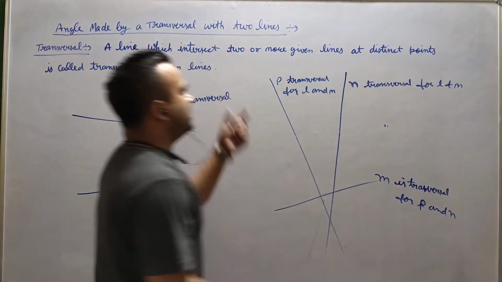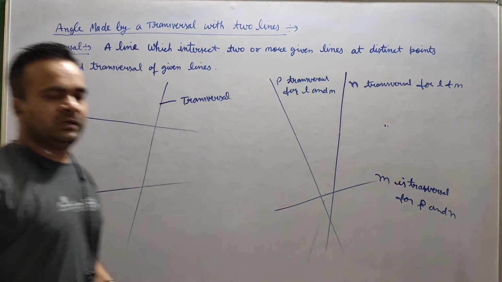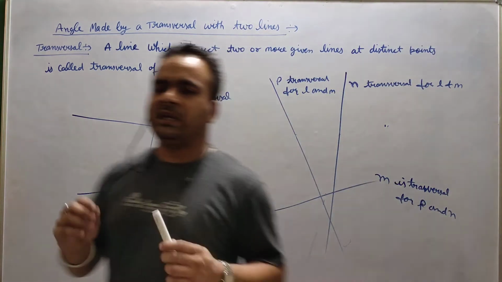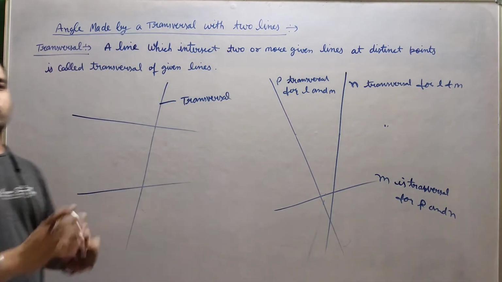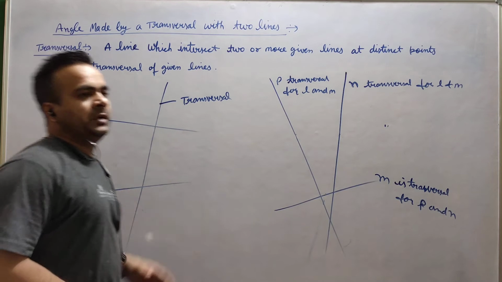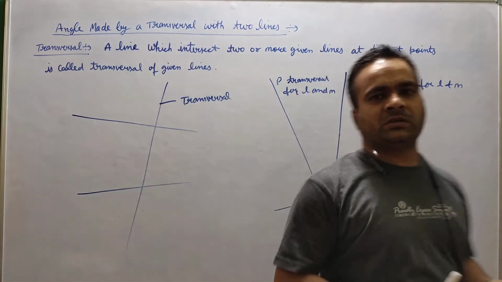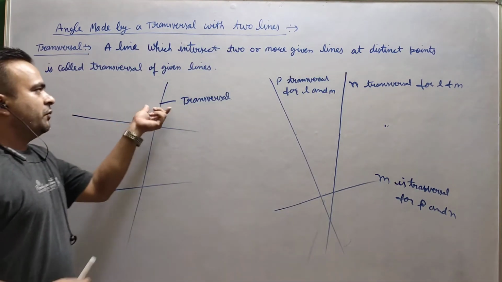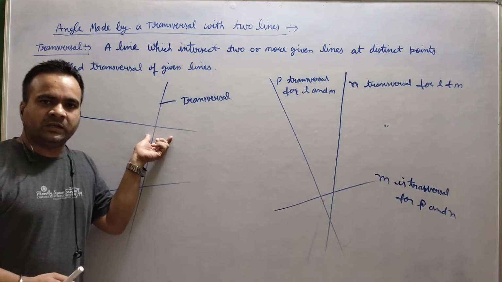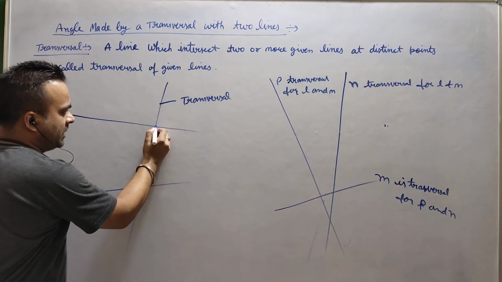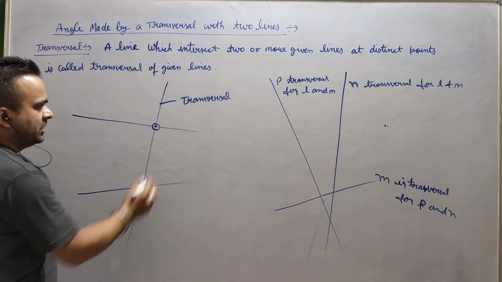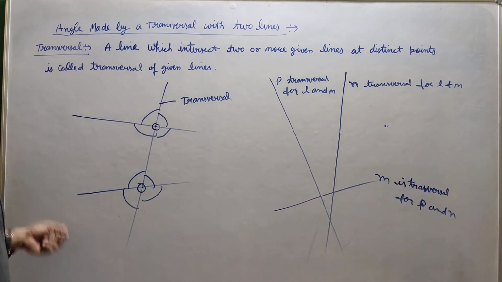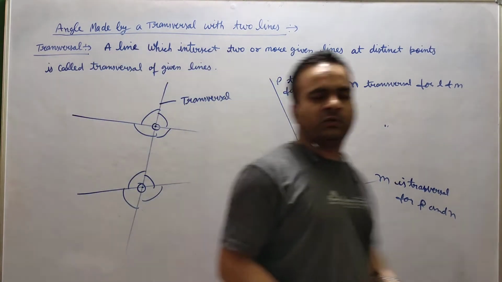So you have to understand this particular term very clearly: any line which is intersecting two or more lines, in any direction, is known as a transversal. And what is the unique thing about a transversal? A transversal forms angles on each line. If you see, this transversal is making angles at this point and at this point. There are four angles forming at each, right? And we will discuss these angles in this topic.